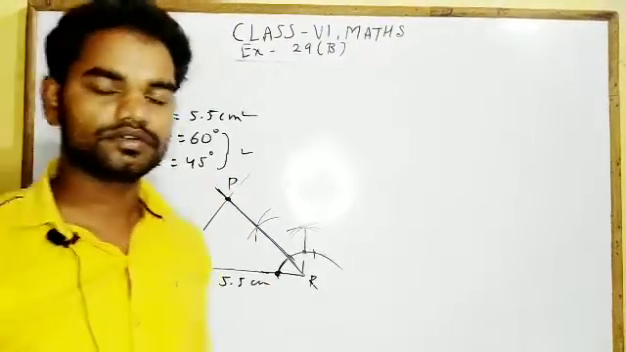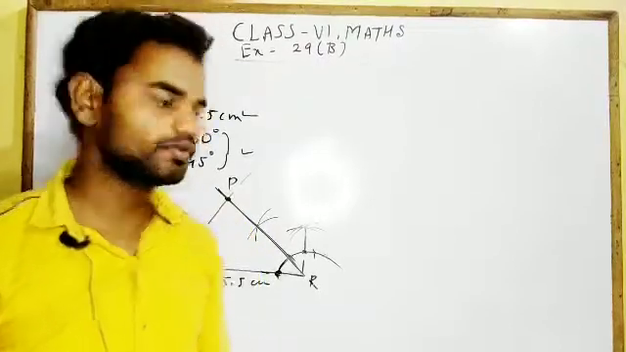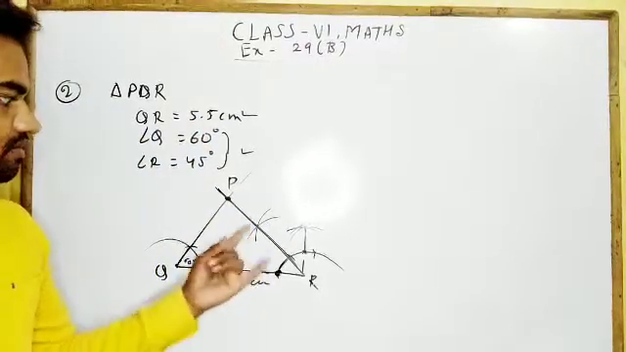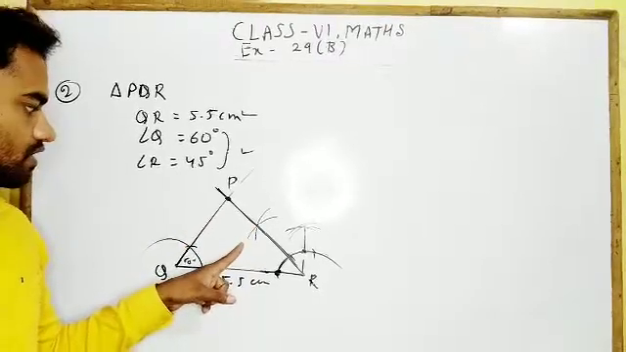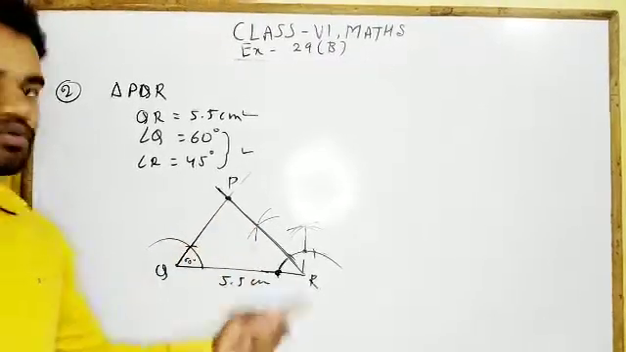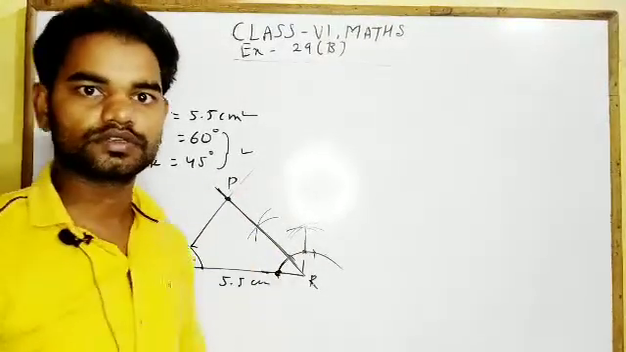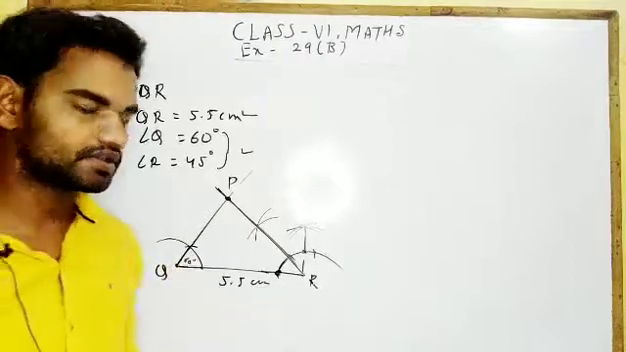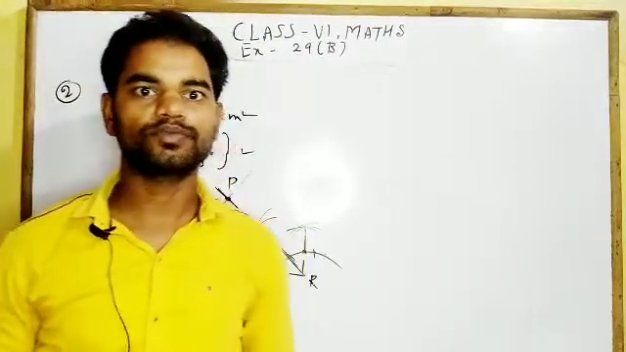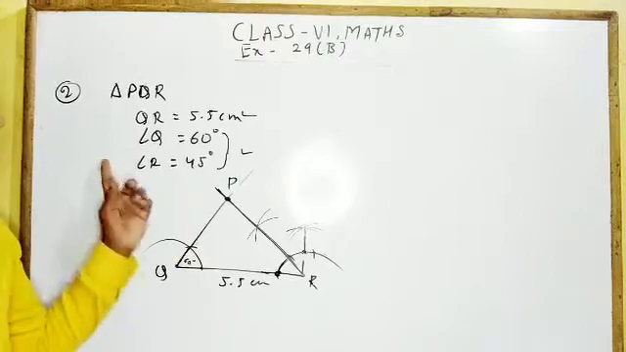How to construct the circumcircle? You already know. Any two bisectors intersect at the point O, that will be the center. Taking OP, OQ or OR as radius, draw a circle which will pass through P, Q and R, that will be the circumference. I hope you have clear everything.